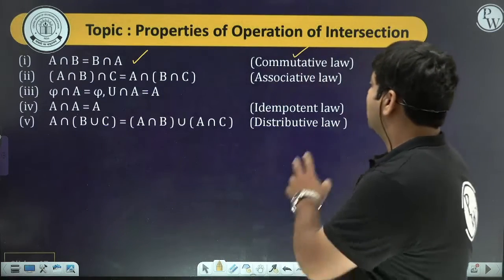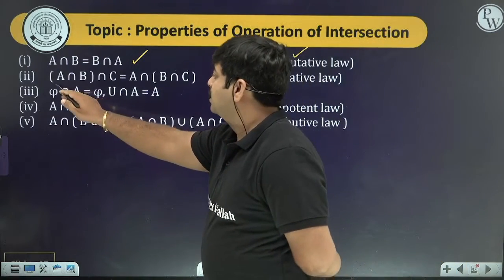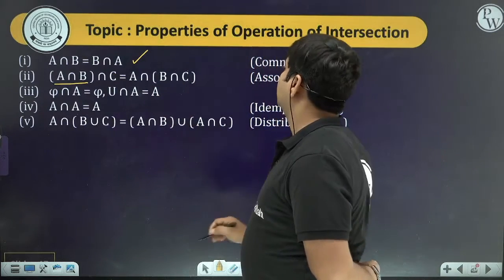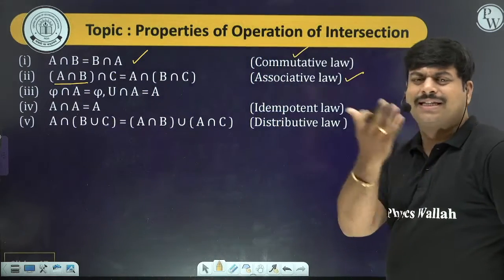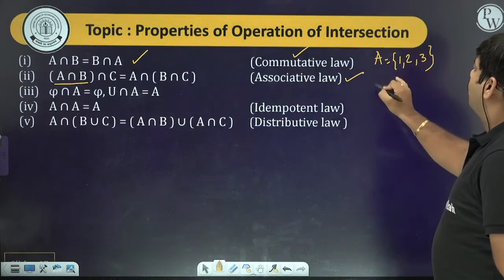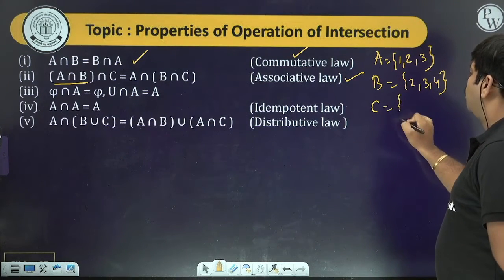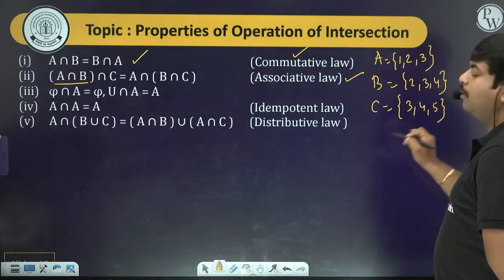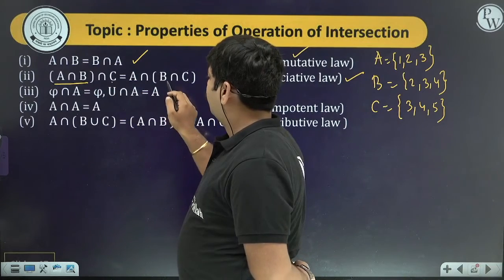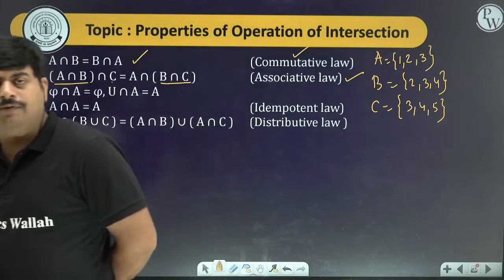Okay. Next, for the associative law, we are considering three sets: A intersection B, intersection with C, and A intersection B intersection C. That is called the associative law. Take three sets, just for example: A is equal to 1, 2, 3, B is equal to 2, 3, 4, and C is equal to 3, 4, 5. Find A intersection B and make it intersection with C, or find B intersection C and make it intersection with A. Everything will give you the same answer.